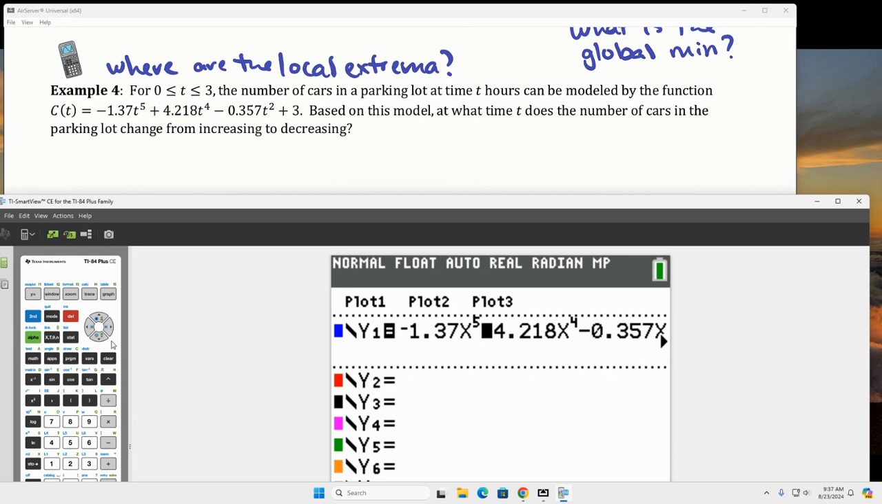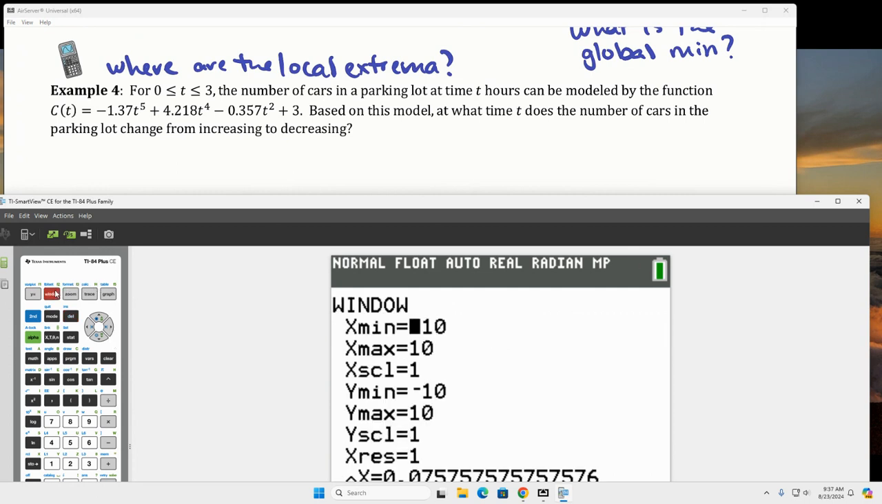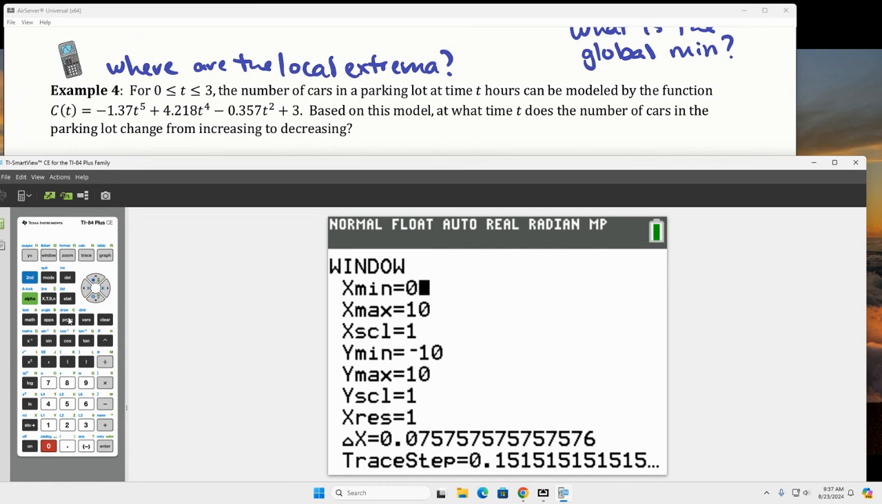So what we're going to do is go to the window, and t is corresponding to x here. And so we're going to change that from 0 to 3. Now, the x scale, it just talks about like the tick marks. You don't ever have to change the scale if you don't want to.